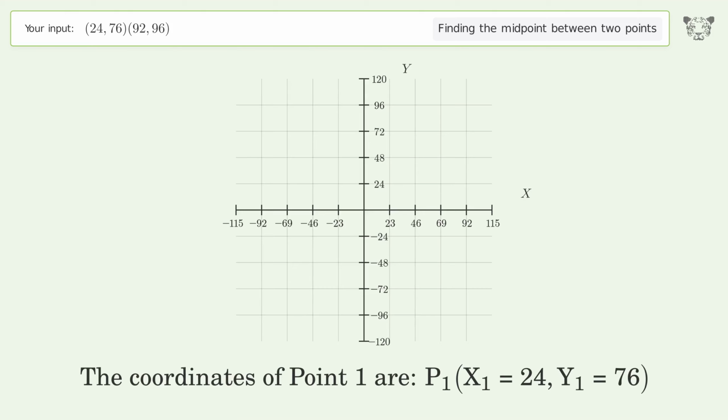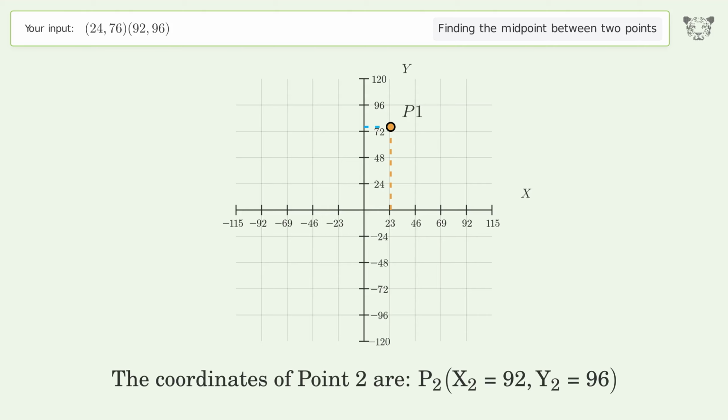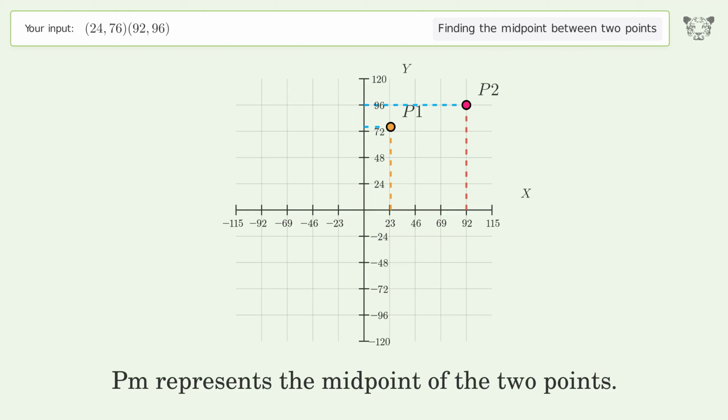The coordinates of point 1 are, x1 equals 24, y1 equals 76. The coordinates of point 2 are, x2 equals 92, y2 equals 96. PM represents the midpoint of the 2 points.